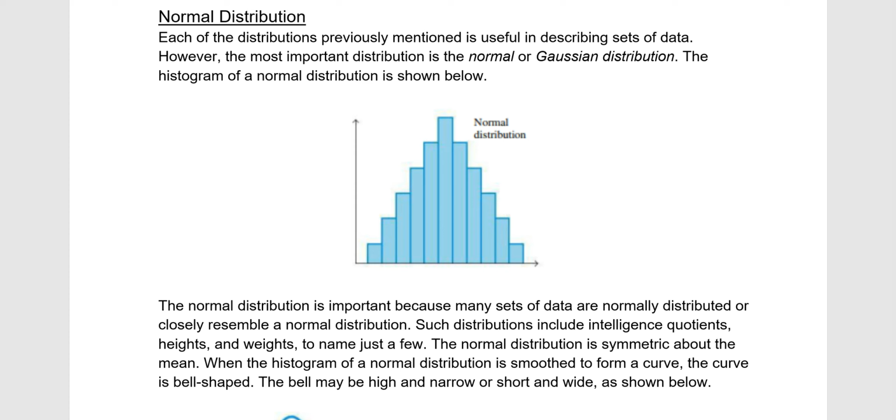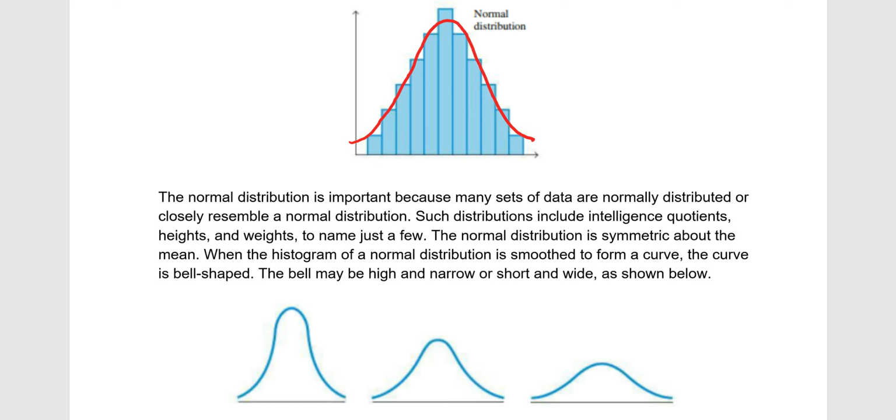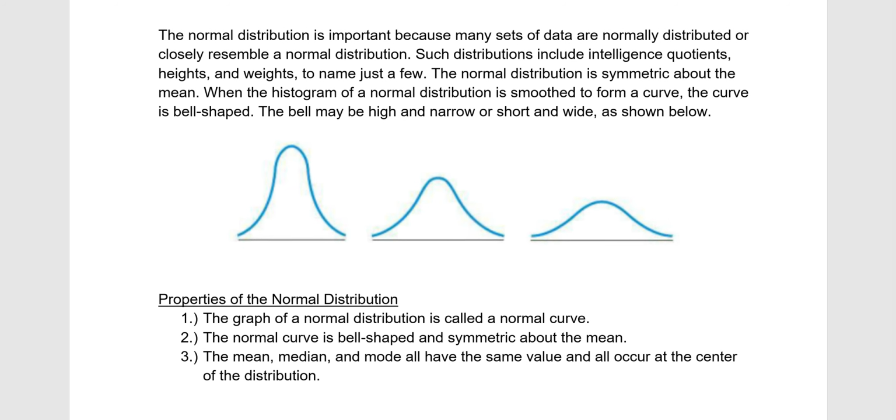And the way that we're going to be thinking about these from now on, the shape of this is going to be kind of how we did it in the previous one. We're going to imagine it with this continuous curve over the top of it. So if we take a look down here, we can see that it can look a little bit differently. It can be high and narrow, or it can be short and wide, but either way, it has to be bell-shaped. So the normal curve is also called the bell curve.